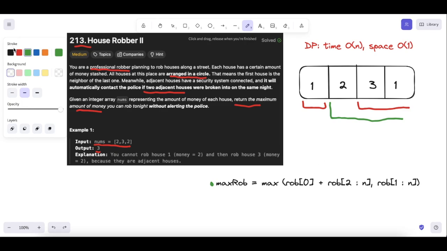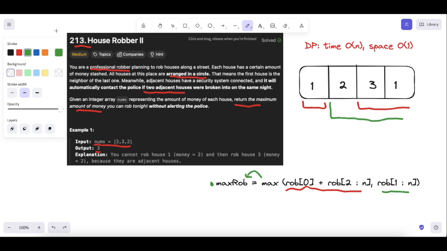So we have our first case, which I underlined in red, where we rob house 0, and then go on to find the max from robbing from house 2 all the way to the end. And then our second case, where instead we skip the house at index 0, and we find the max that we can rob between house 1 till the end. And what we're doing is basically finding the max between these 2 cases and returning that as our solution.